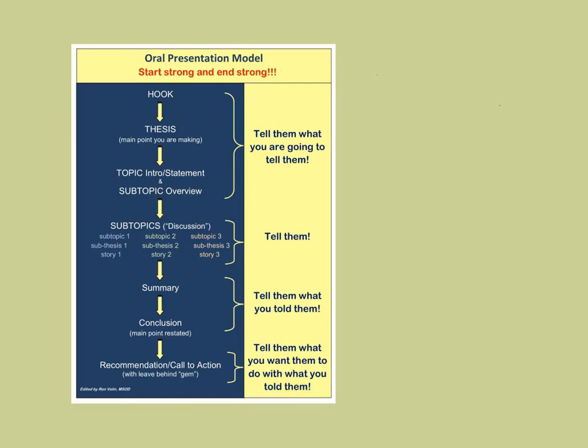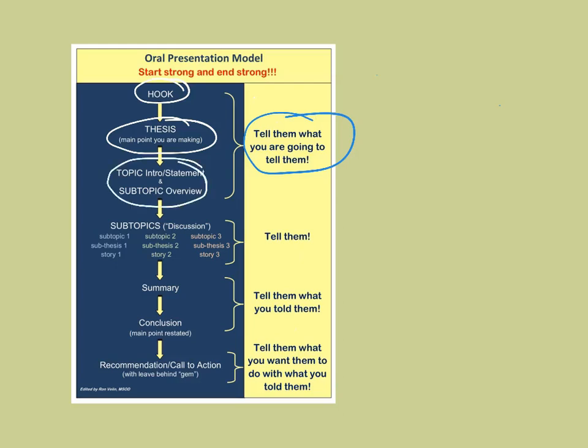First idea is tell them what you're going to tell them. This relates to how you introduce the main body of your presentation. This includes the hook, which we'll talk about in a few minutes, the thesis, which is really the main point you're making with your whole presentation, your topic intro statement, in other words, how you introduce the topic, and your subtopic overview. All of this is there to get people aware and on board with what the main body of your presentation is there to do. So tell them what you're going to tell them.